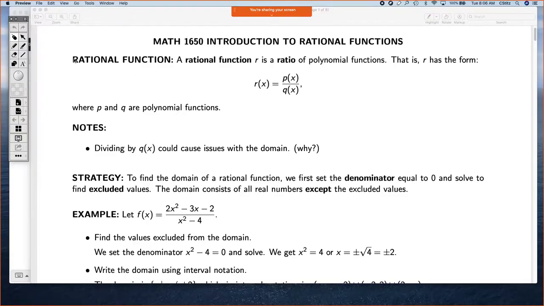The root word here of rational is ratio. A rational function is a ratio of polynomial functions. So technically speaking, if I set the denominator here equal to 1, all polynomials are contained in this larger family of functions, rational functions. But what happens with rational functions is now that you've introduced a denominator, you may accidentally try to divide by 0. So let's talk a little bit about division by 0.